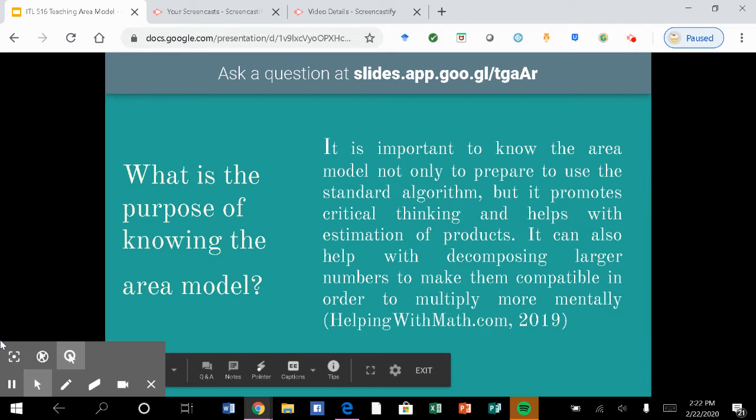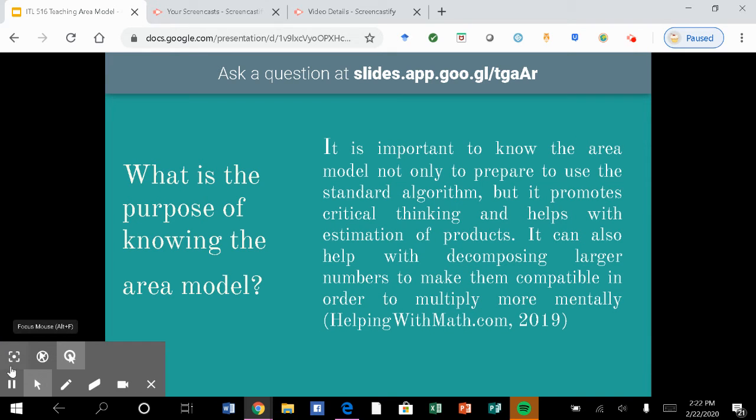So why do we need to know this? Because it's not only helping students prepare to understand the multiplication standard algorithm, but it helps with critical thinking and estimation of products. And it can also help students decompose larger numbers to make them compatible in order to multiply more mentally.